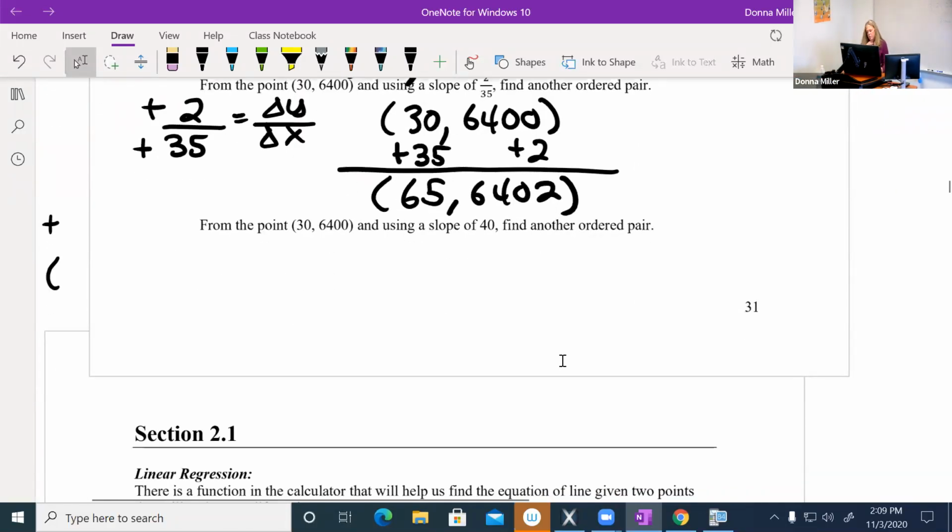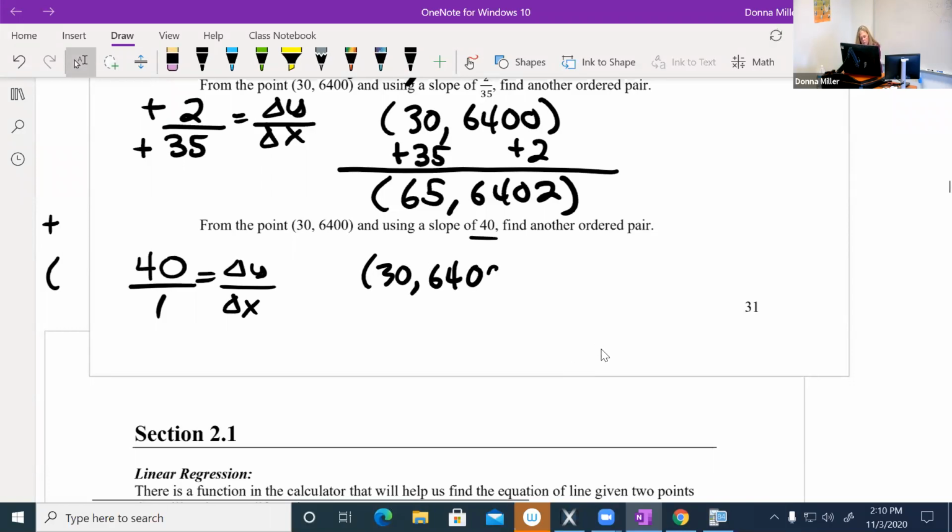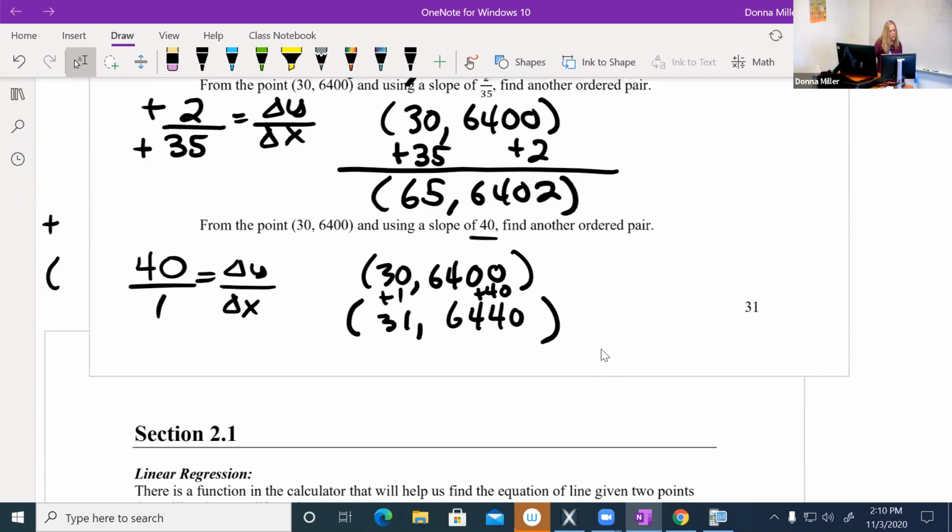So the last thing we need to do, wow, this really went fast today. From the point (30, 400) using a slope of 40, find another ordered pair. What I want you to think is, 40, there's no bottom, but 40 is the same as 40 over 1. If you don't have anything underneath, just put a 1 underneath. And this is the change in y over the change in x. So I take the point, and the change in y is 40. If I add 40 to that, I get 440. I'm going to add 1 to x. Right, and here's my new point.